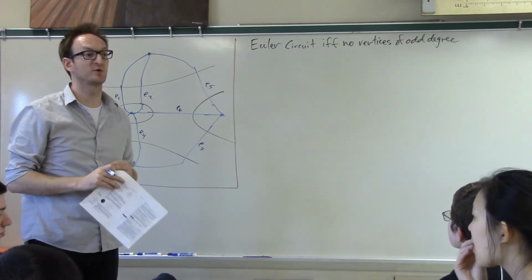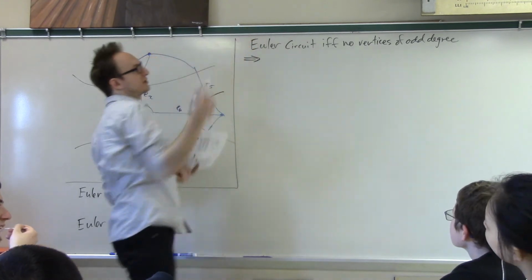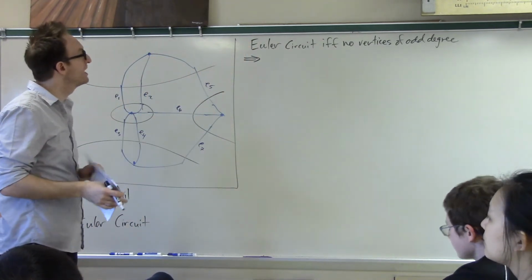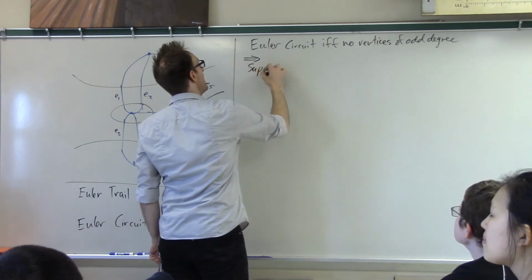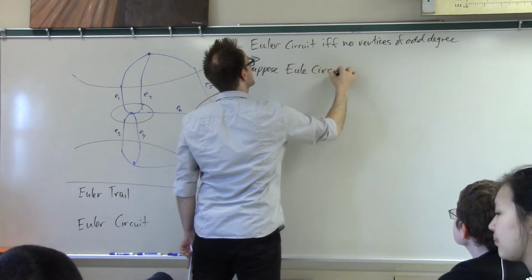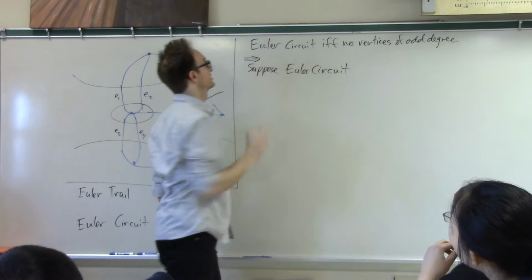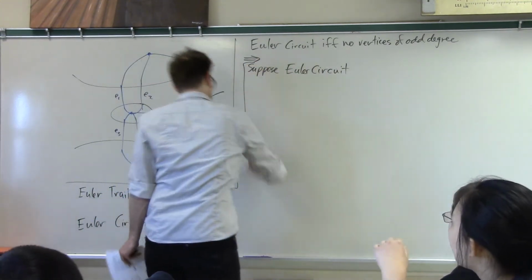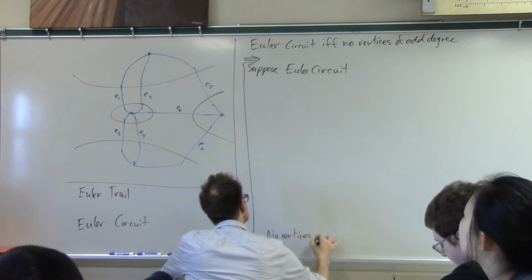Okay, we shall do the proof. Are you ready? Okay, and this proof is in the book, and it's also kind of common sense, but it's still worth talking about. So, first we'll do the forward direction. Suppose there is indeed an Euler circuit, and what we will try to show is that there are no vertices of odd degree.